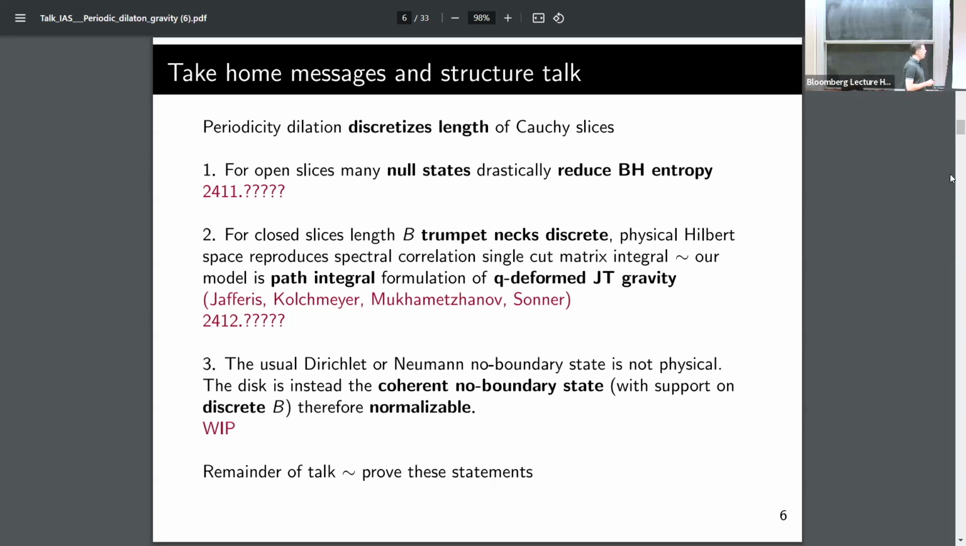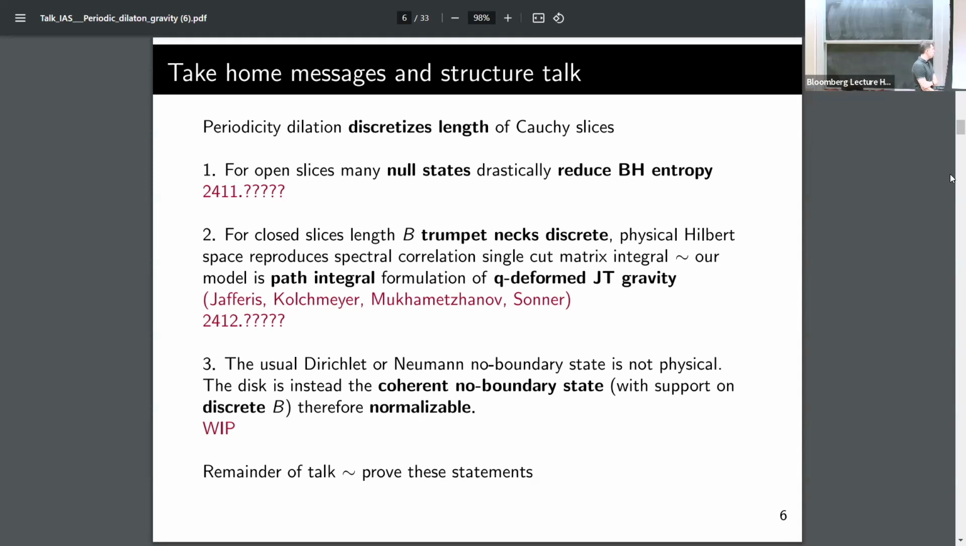Second, for closed Cauchy slices, it will become clear that the length of the trumpet becomes discrete. And the consequence of that is that the physical Hilbert space reproduces spectral correlations that are universal of the single cut matrix integral, which leads us to believe that our model is actually a path integral formulation of what Jeffers and company called the q-deformed JT gravity. And they took a matrix integral definition.